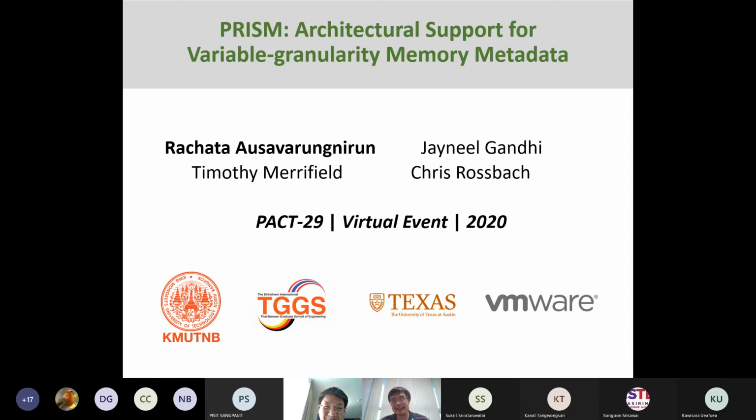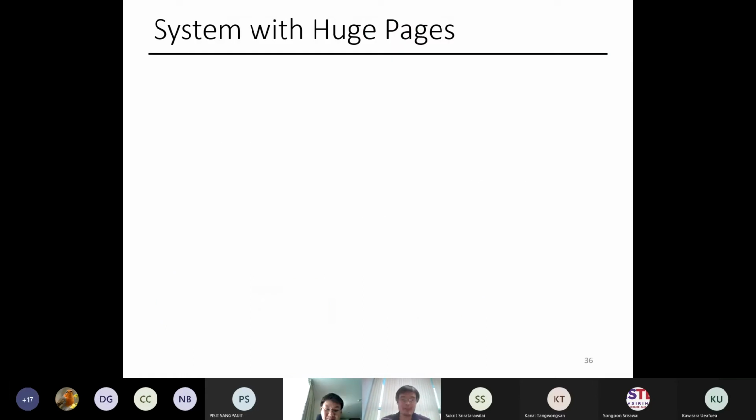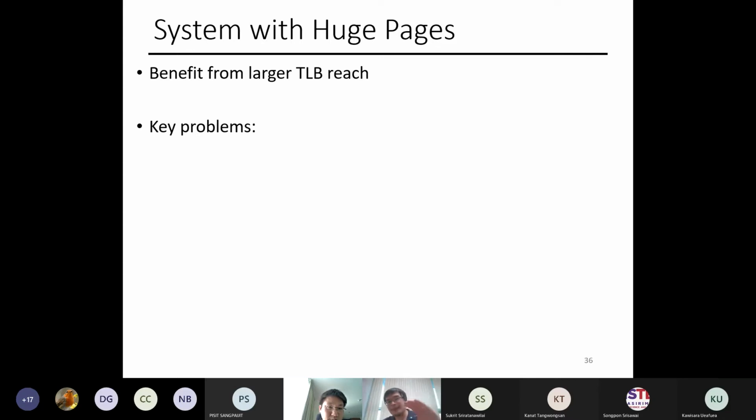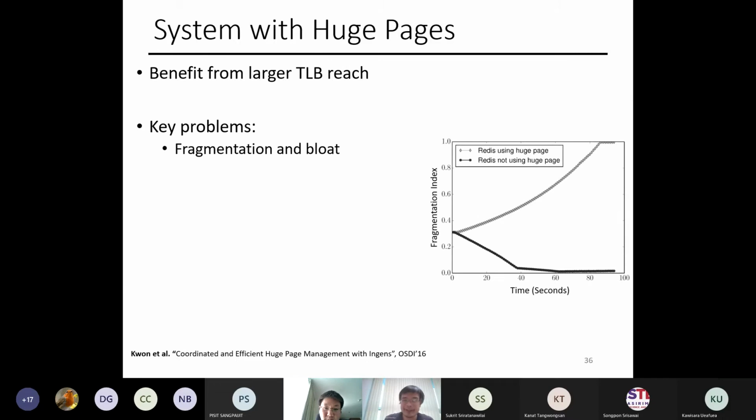But joking aside, if you look at the big system with huge page, you will certainly get benefit from larger TLB reach. But what are the key problems? The first key problem is if you utilize a huge page, you will run into fragmentation and bloat, right?